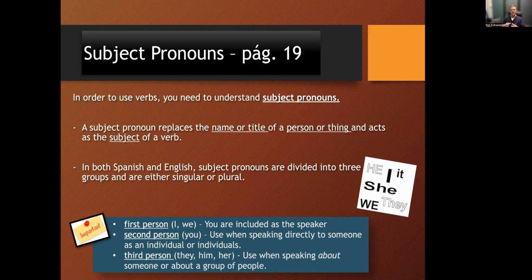As it says, it replaces the name or title of a person or thing and then acts as the subject of the verb. So I see John, I see him are the same thing. Or John told me this, he told me that, same thing. In both Spanish and English, subject pronouns are divided into three groups and are either singular or plural. We've already talked about singularity and plurality as well as gender, and we'll go through that here today with these pronouns as well. We have three persons when we talk.